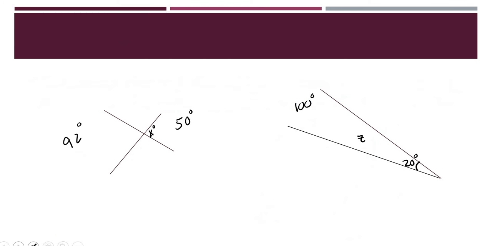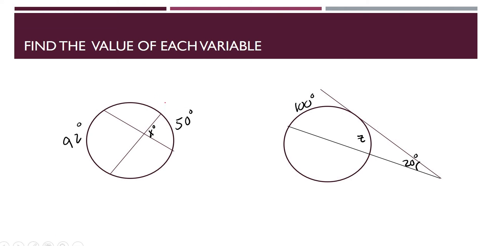So let's try a couple of these real quickly. So here we have a situation where x is formed by the intersection of two lines. We know the intercepted arcs. So the measure of angle x is going to be 1/2 of 92 plus 50, which is 1/2 of 142, or 71. So measure of angle x is 71 degrees.